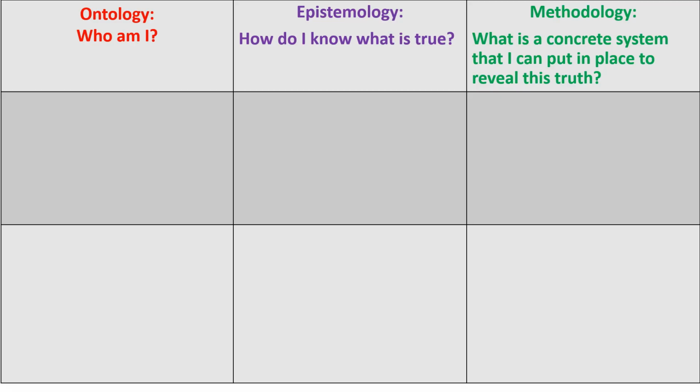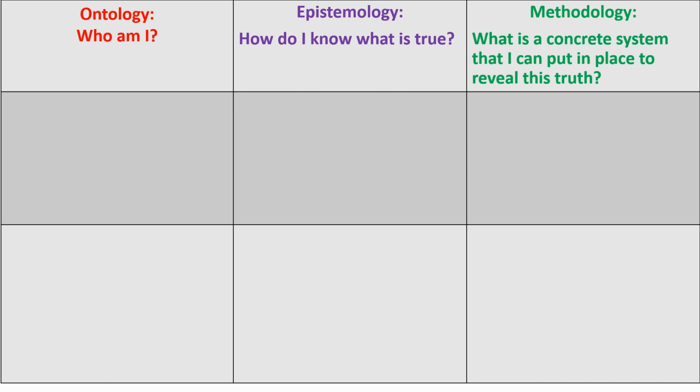The ontology, epistemology, and methodology are very difficult to understand. It seems that there are a million definitions, and some of these definitions are vague and difficult to relate to. I find them easier to understand in question form.